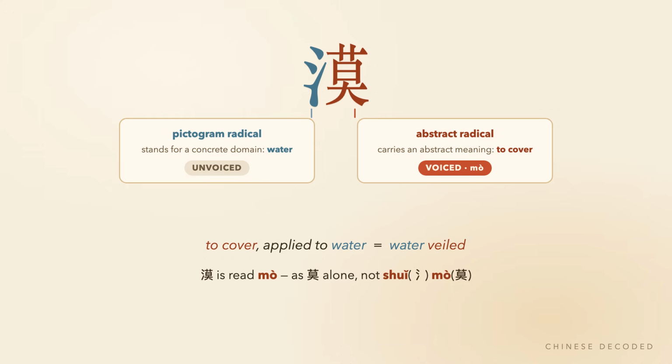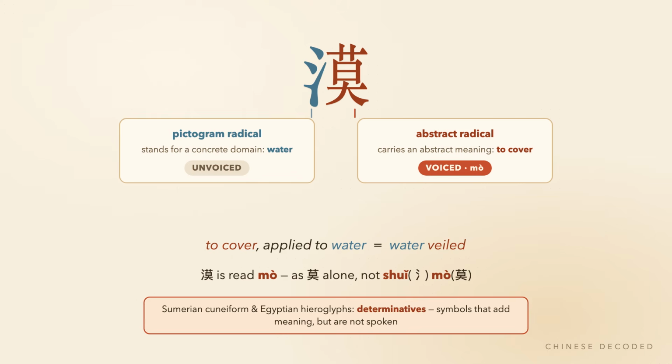Let's pause for a moment on that unvoiced pictogram radical. Mo is not read as shui mo. It is read simply as mo. The shui component is silent, even though it contributes meaning. This is radically different from a phonetic writing system, and it is not unique to the Chinese script. Sumerian cuneiform and Egyptian hieroglyphs have a closely parallel mechanism called determinatives, symbols that add meaning but are not spoken. The parallels between cuneiform and the Chinese and the Japanese writing systems run deep. That is a story for a later video.